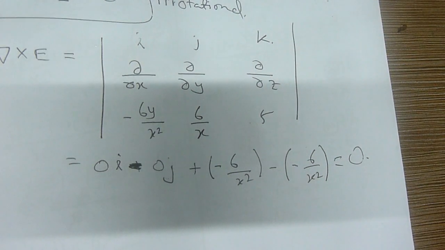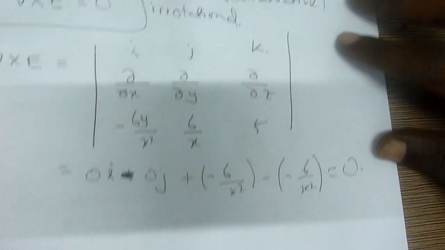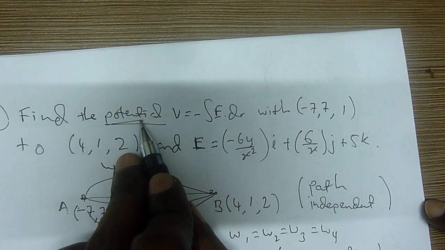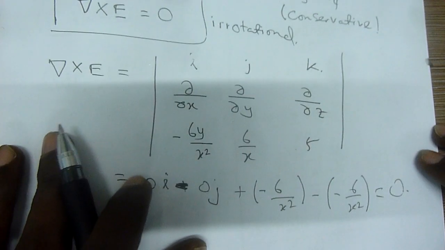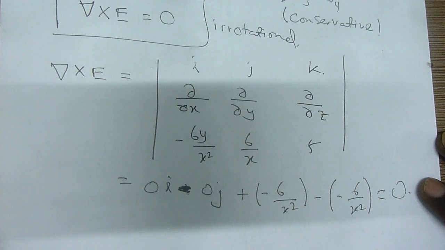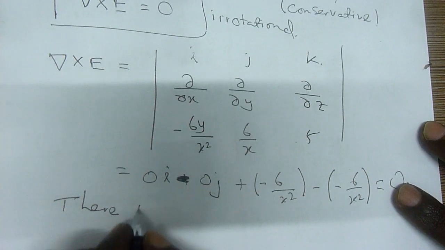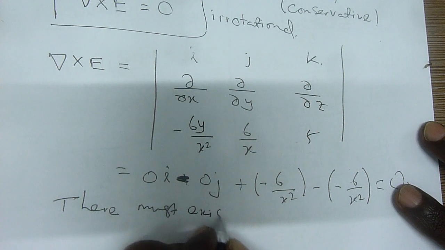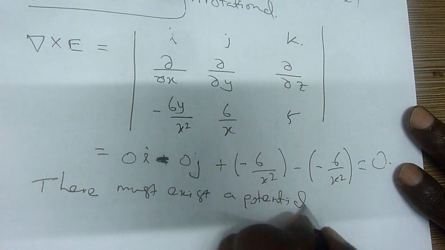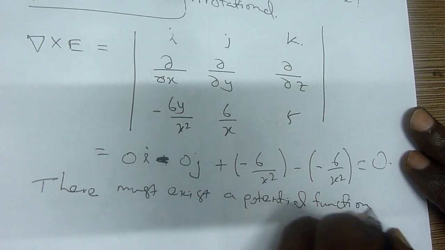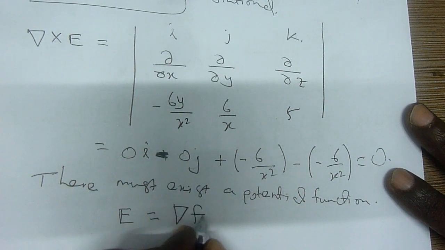This solution indicates to us this is an irrotational problem, and yes, this is actually a potential. When we say potential, we need to make sure of another piece of information also. If we can identify it is a potential, then there must exist what we call a potential function.